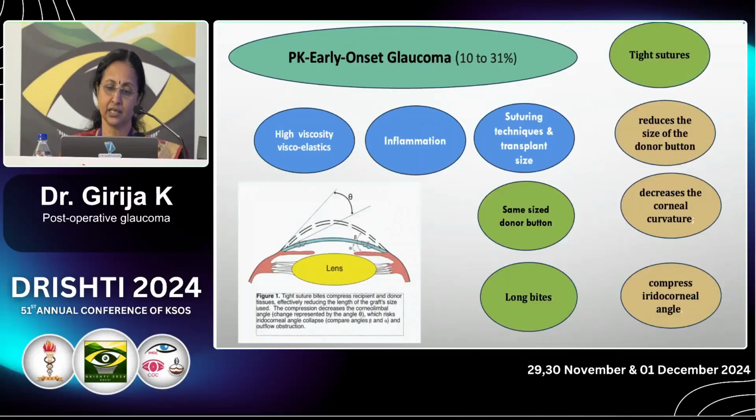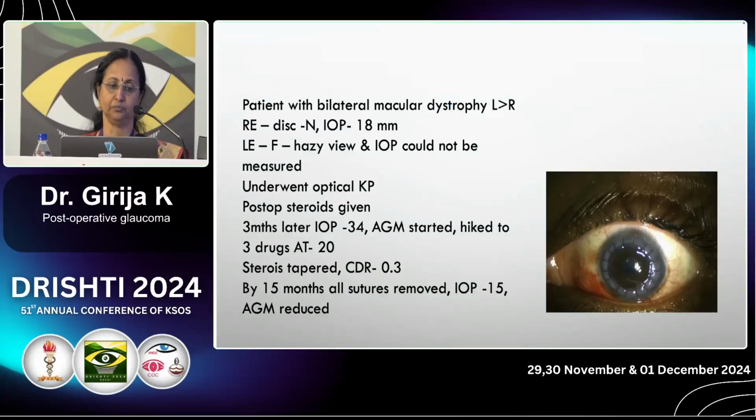Suturing techniques and transplant size are also very important. With a same-size donor button, long tight sutures can compress the iridocorneal angle and result in secondary glaucoma. This patient was operated for bilateral macular dystrophy. The left eye cornea was very hazy, so we couldn't see the fundus, and the IOP also could not be measured preoperatively. She underwent an optical KP, and she was on postoperative steroids.